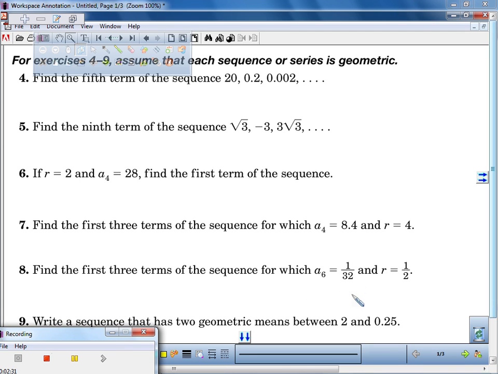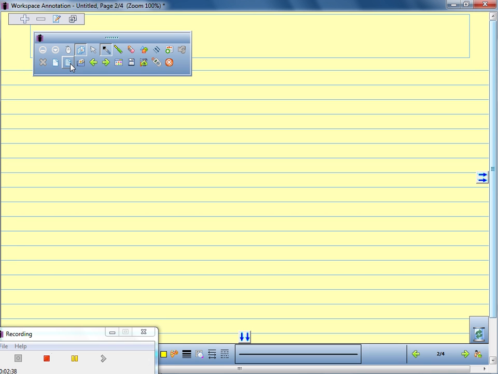Now, in this particular problem, I'm going to go to a different page just so that I have more room to write it out. Now, we are given r as 1/2. Okay, and we're given a6 is equal to 1/32. Okay, and we're asked to find the first three terms. So let's go ahead and find the first term.